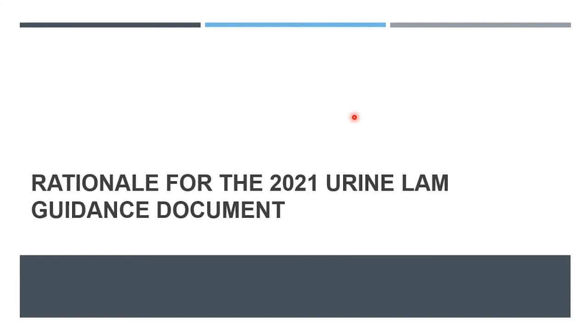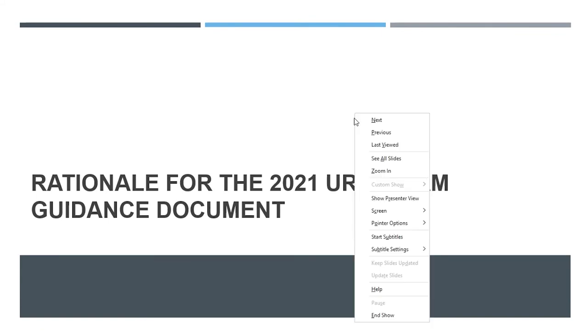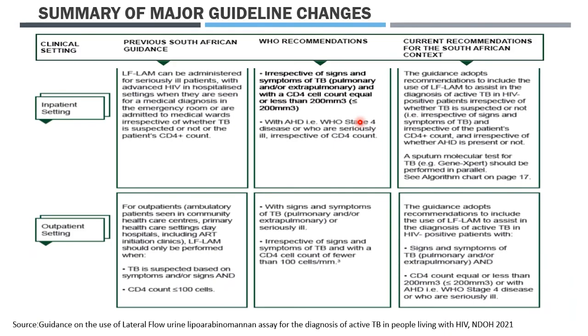So when we look at the guidance document that was released in April of this year, there's several rationales that have been placed around why they've changed it. The previous guidance in the OPD setting was that it can be administered in inpatient setting, in really seriously ill patients with advanced HIV in a hospital setting. Right, and this is irrespective of whether TB is suspected or not, and irrespective of whether we have that patient's CD4 count or not.